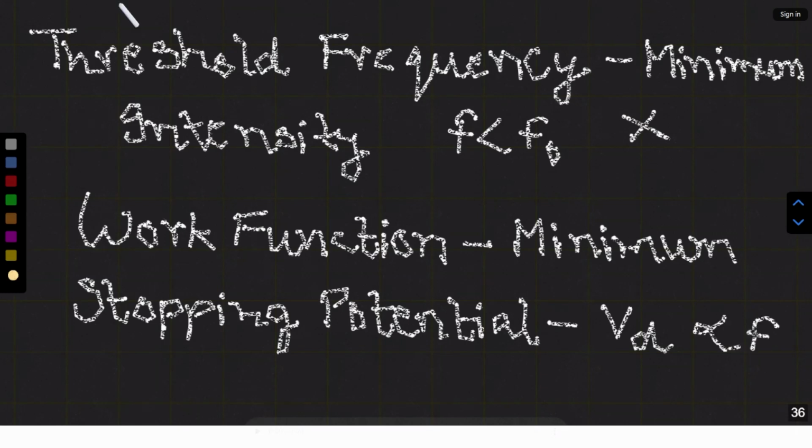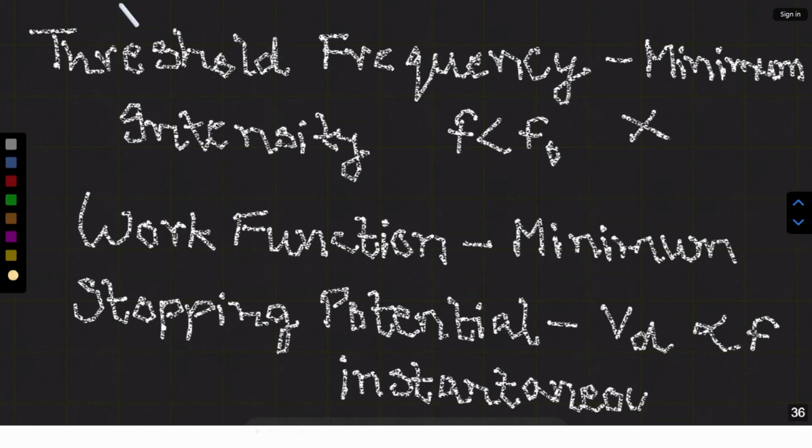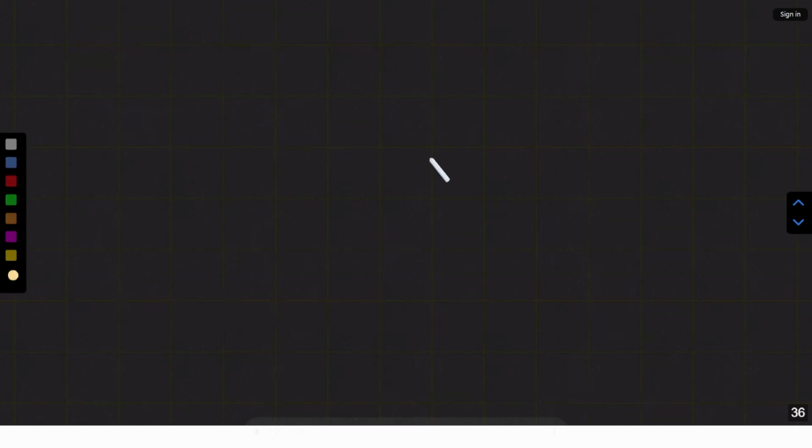And the process of stopping photocurrent is instantaneous. Okay, it is instantaneous. A new thing to remember. Right? Okay. Moving on to the next part.